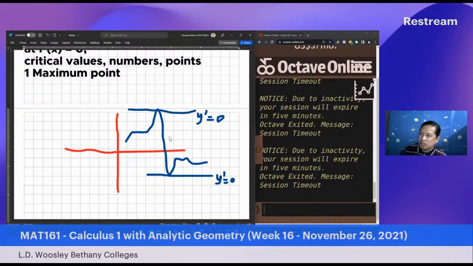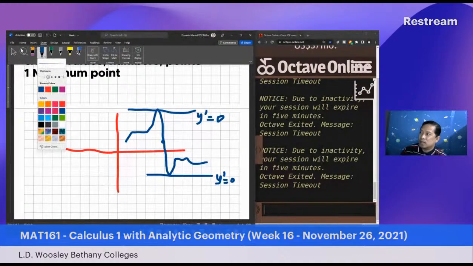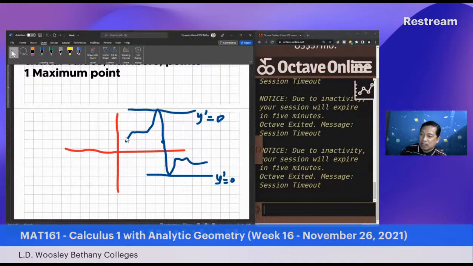But there are points in between that are neither the maximum nor minimum. We call it the critical point. We call it the critical point. Ayan. So we call it the critical point.